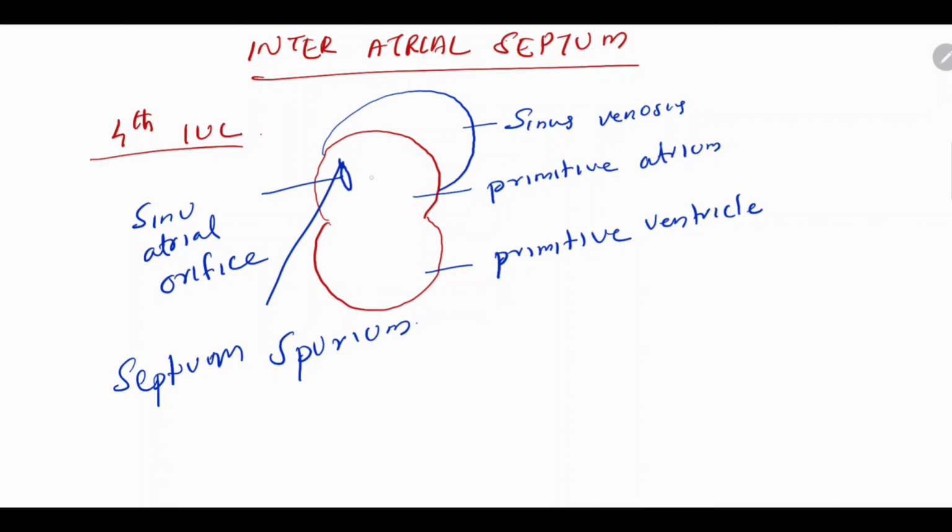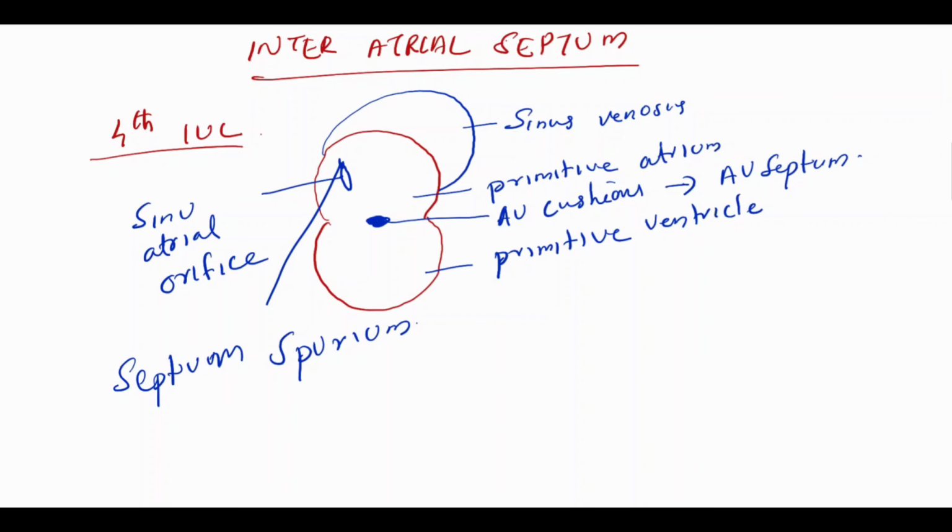Initially the primitive atrium and the primitive ventricle are communicated with a wide gap. By the end of the 4th week of intrauterine life, there form two endocardial cushions, dorsal and ventral, known as atrioventricular cushions. Later on, these atrioventricular cushions fuse to form the atrioventricular septum. So that we will describe later.